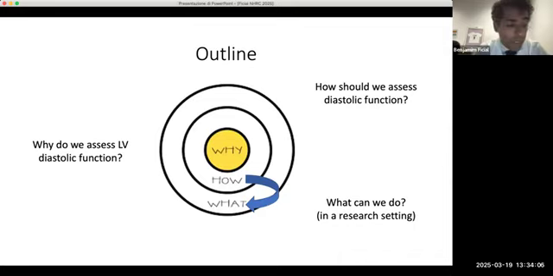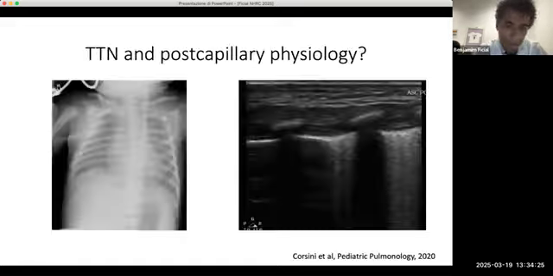Let's move now to the final part of this talk. We've understood why it is important to assess diastolic function and how to do it. So let's put this knowledge into practice and start doing it for real. At least, again, in a research setting. We've started with TTN. You and I thought it was easier.